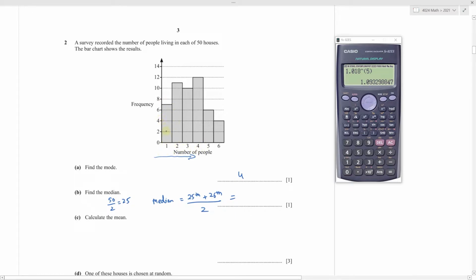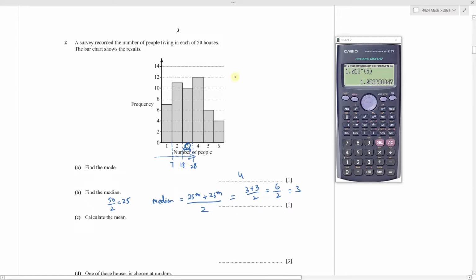Your frequency for 1 is 7. So up to this point, you have 7 people. Then your frequency of 2 is 11. 11 plus 7, you have 18 people. This is like a cumulative frequency. I'm adding up all the frequencies so that I can get to the 25th and 26th value. For 3 people, the frequency is 10, so 18 plus 10 will be 28. That means the 25th and 26th values, which lie between 18 and 28, will both be 3. So 3 plus 3 divided by 2, 6 divided by 2, is 3.